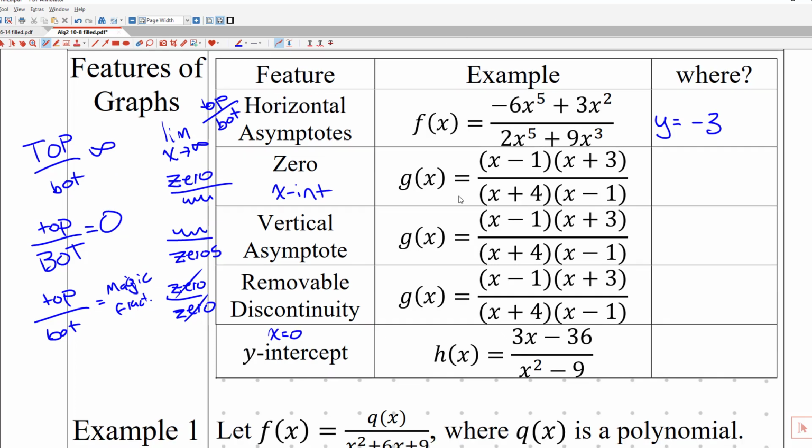What about a zero? A zero is whenever the zero is on top, so I'm only looking at things that are on the top. And I noticed that x minus 1 and x minus 1 cancel out. So at x is equal to 1, that is actually a removable discontinuity. So go ahead and cross those off. That means only x plus 3 is remaining, which means I have a zero or an x-intercept at x is equal to -3.